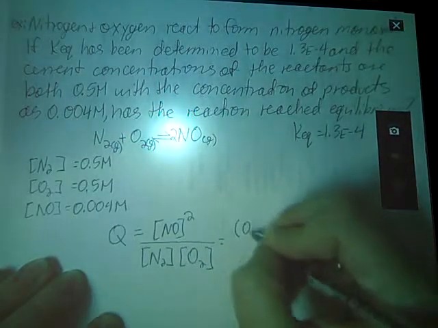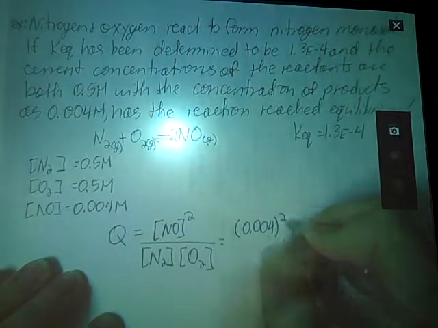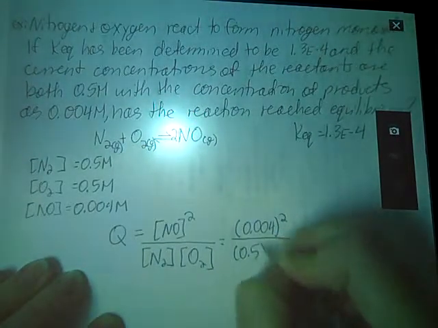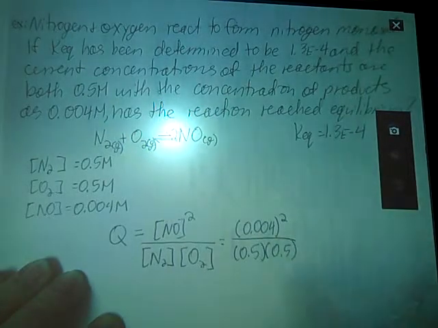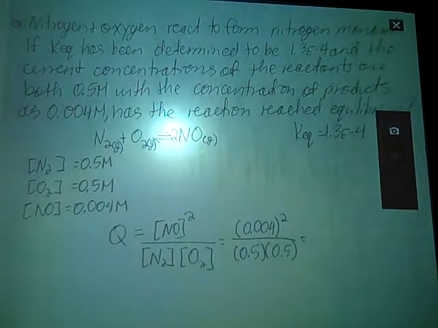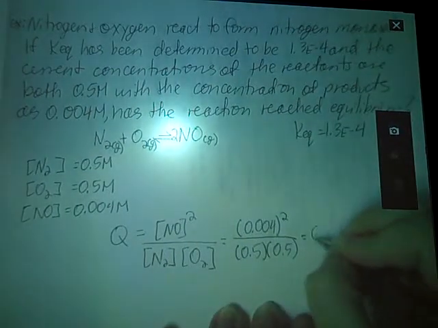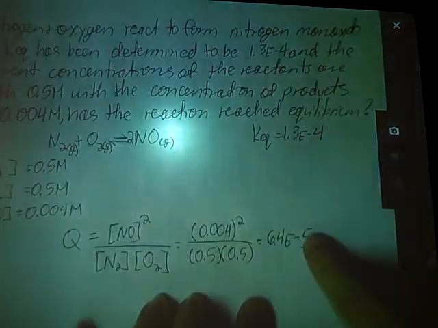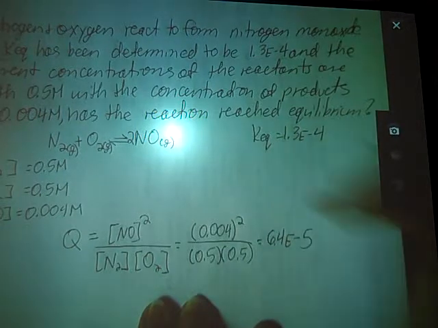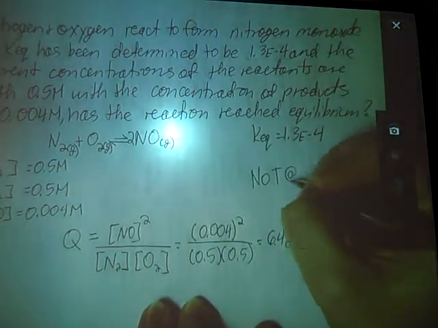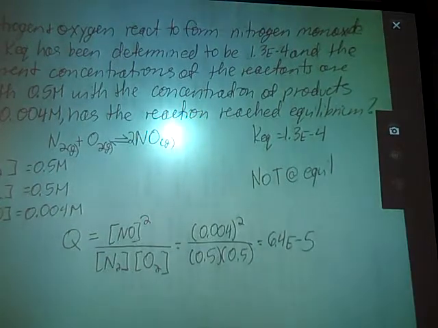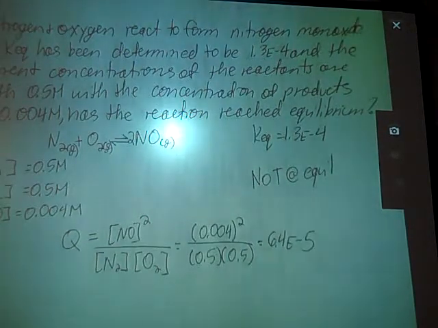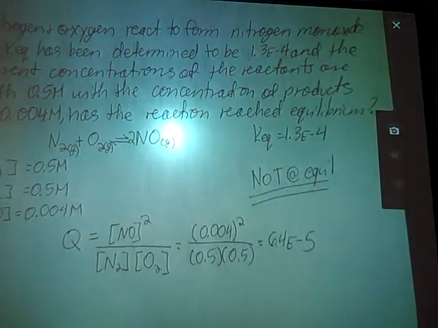So let's see what value I get for my Q. These two down here are multiplied, in case you forgot. So we have 0.004 squared divided by 0.5 times 0.5, and we get 6.4 times 10 to the negative fifth. Now look at these two numbers. They're not the same. That tells me that no, I am not at equilibrium. My concentrations will not stay constant, and they will in fact change.